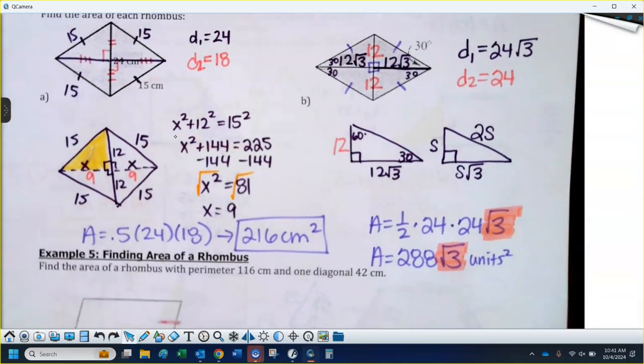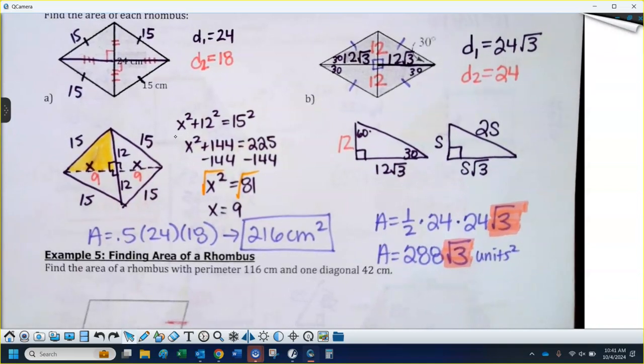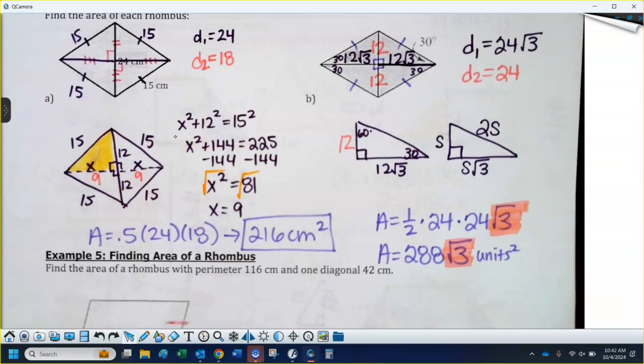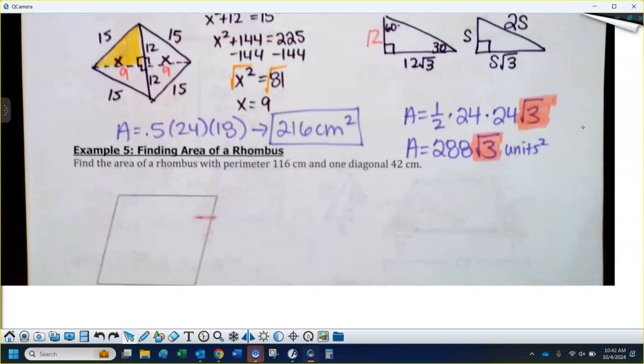Is anybody having a question? Yes. Just units squared. Yeah, if they don't give it a label, it's units, because you don't know.